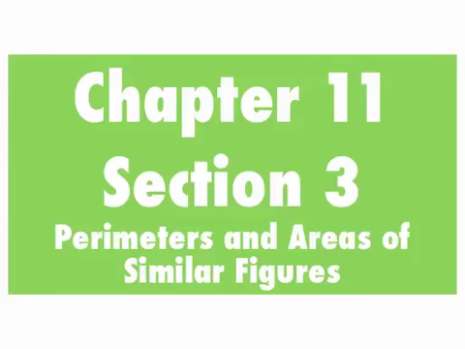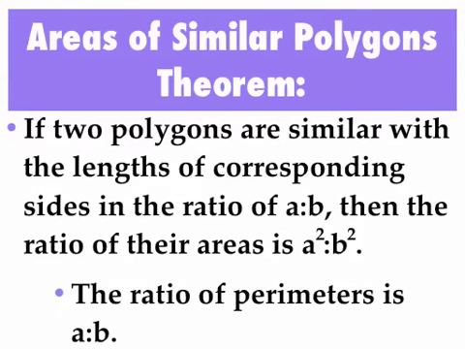Chapter 11, Section 3, Perimeters and Areas of Similar Figures. The areas of similar polygons theorem says that if two polygons are similar, with the side lengths of corresponding sides in the ratio of a to b, then the ratio of their areas is a squared to b squared. The ratio of the perimeters is the same as the ratio of the sides, which is a to b.